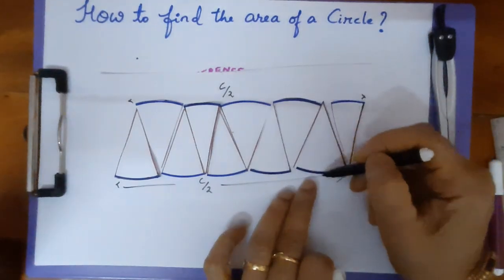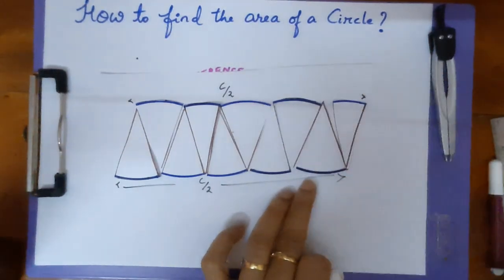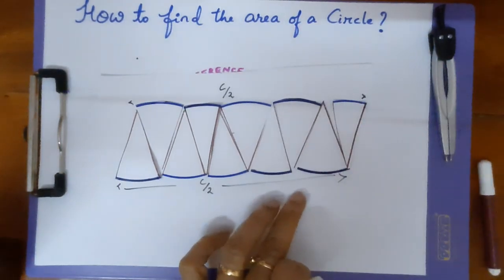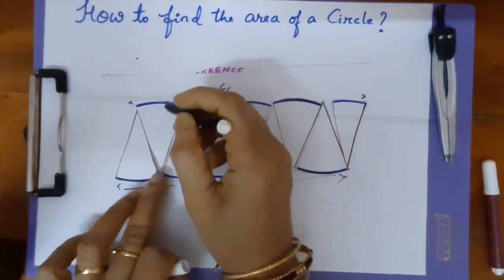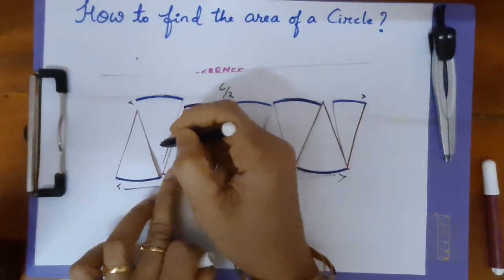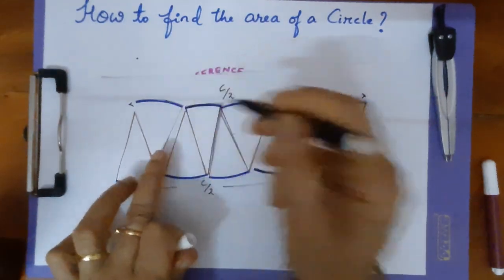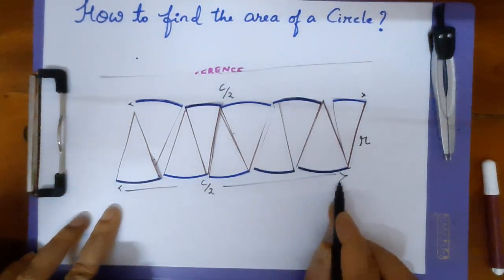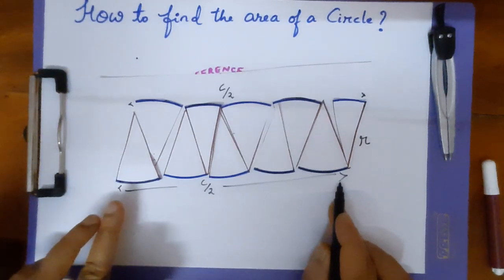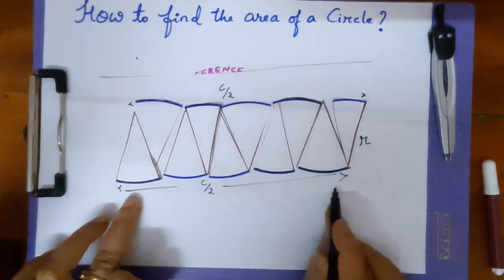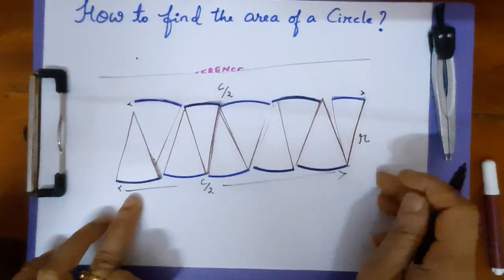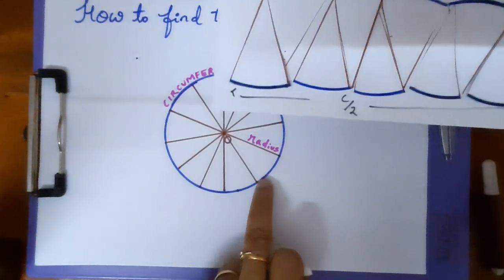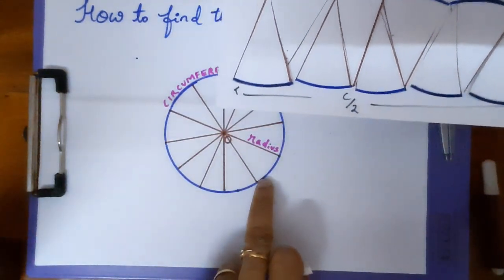So if this distance is considered, it is the radius of the circle. So the height of the parallelogram is nothing but the radius. The radius is the height, and the base, or one of the sides, is half of the circumference. So the area of the parallelogram is also the area of the circle.